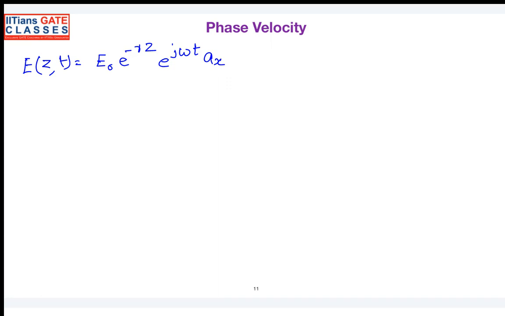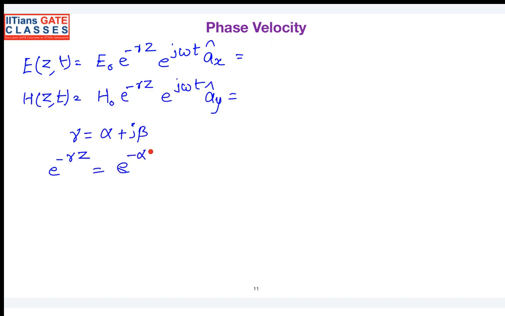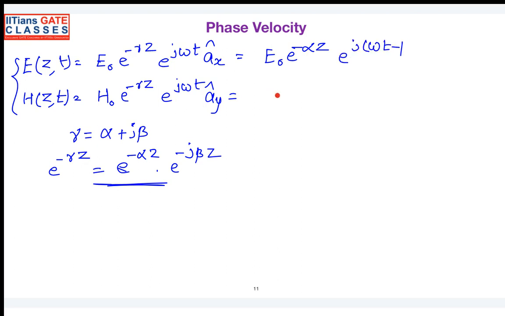If you replace gamma with alpha plus j beta, what will happen? E power minus gamma z becomes e power minus alpha z into e power minus j beta z. Correct. If you substitute this in the two equations and simplify, you will get E naught e power minus alpha z e power j into omega t minus beta z ax cap, and H naught e power minus alpha z e power j into omega t minus beta z ay cap.